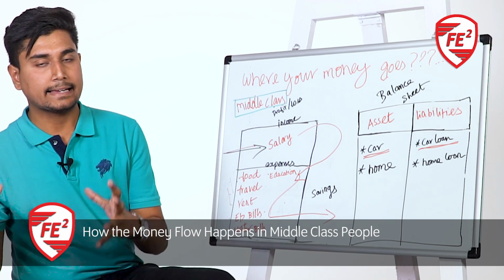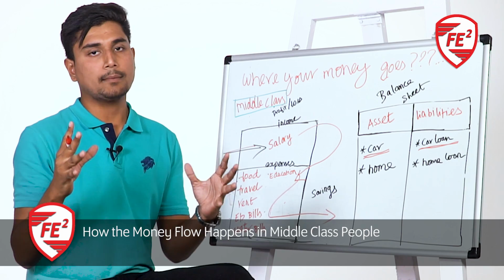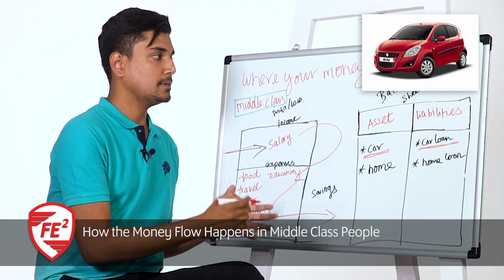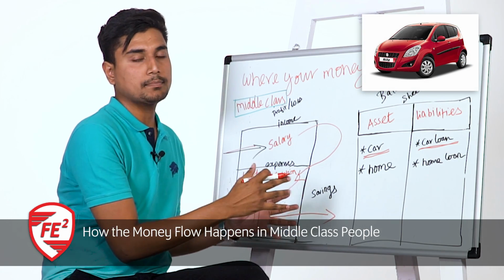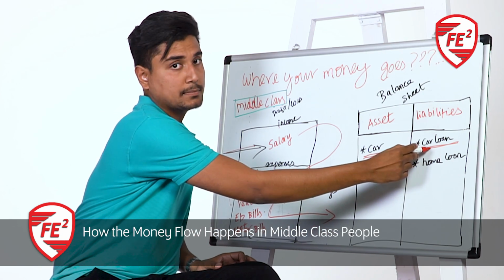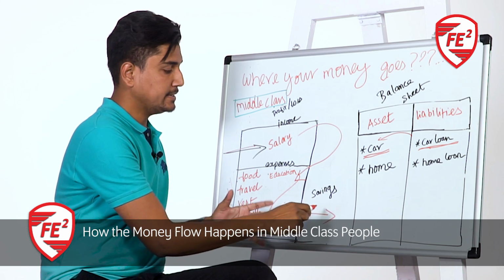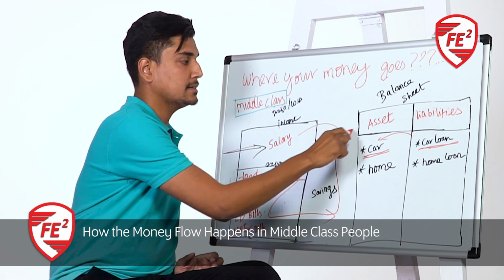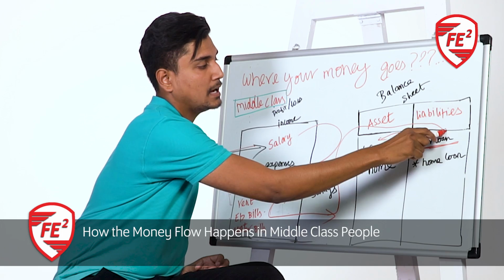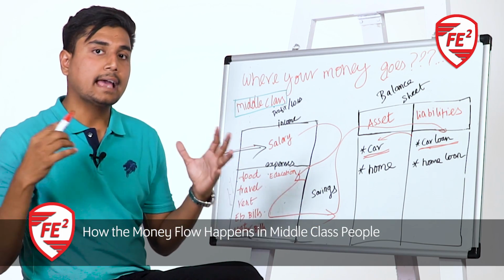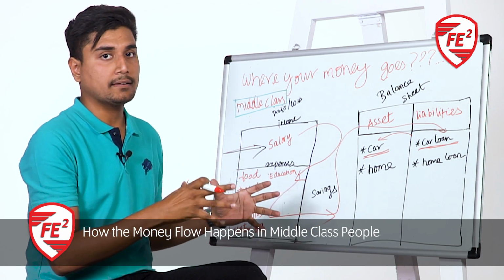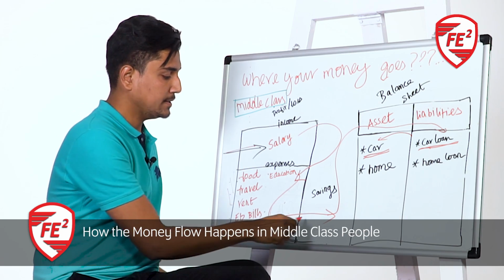After the savings get accumulated, most of the middle class think about buying a car. So they go to the bank and pay some down payment, and they get a car loan in their liability, and they put the car in their asset. So the savings money, once they buy a car, goes to the liabilities column to pay back the car loan. Then after some time, if they have more savings left over, what do they do?